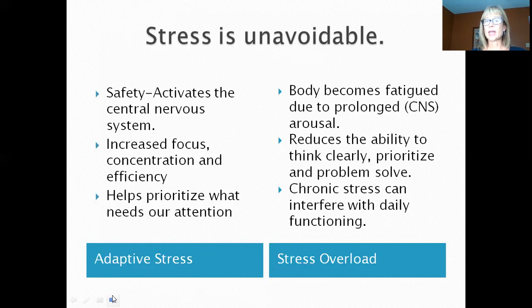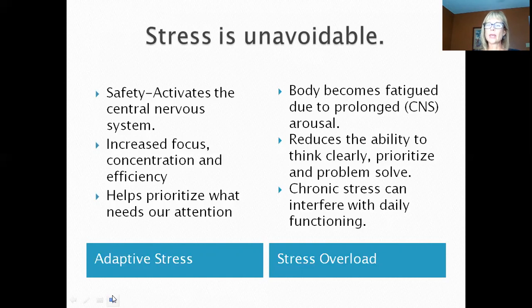This is how we stay alive. And this is obviously a very important part of our anatomy. But when we experience stress for a prolonged period of time, especially when there is no end in sight, such as what many people are experiencing related to COVID, what we oftentimes see happening is that the body becomes fatigued because the central nervous system is in a constant state of arousal. And so it's difficult to disengage and to take a break and to calm down.